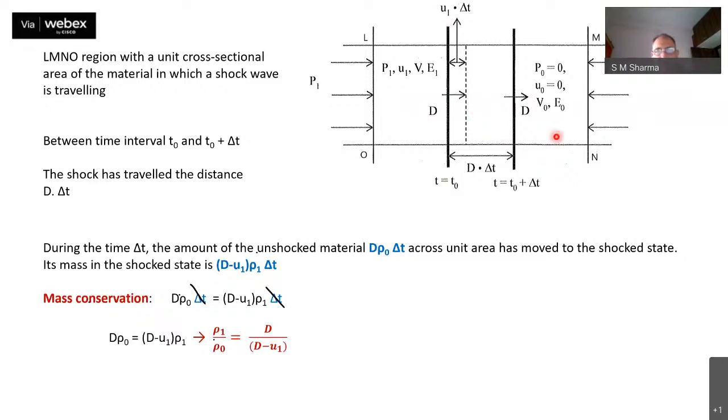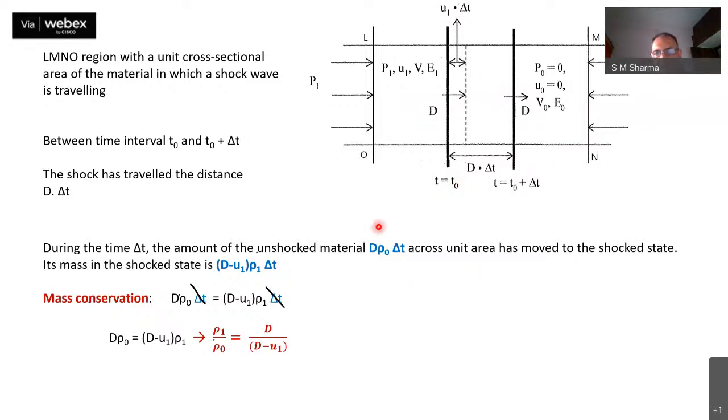So during the time delta t, the amount of unshocked material, which earlier had the density rho naught, has now come in here. So the material covered by the shock wave in the period between t naught and t naught plus delta t is D rho naught delta t. So this much unshocked material across a unit area has moved into the shock state.